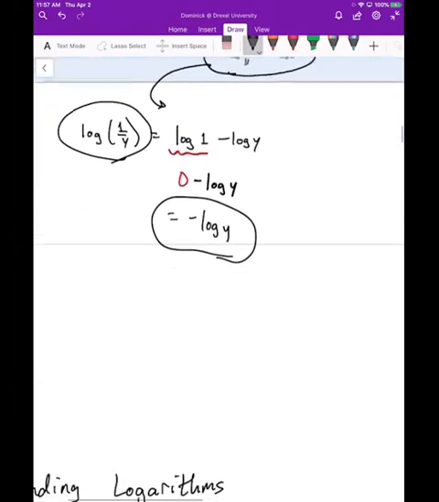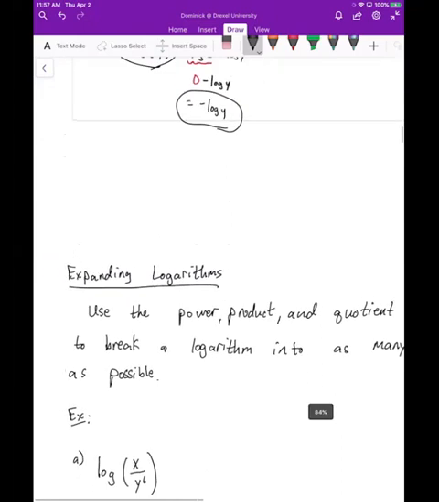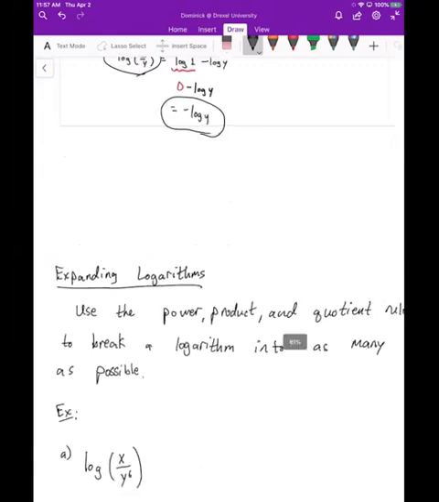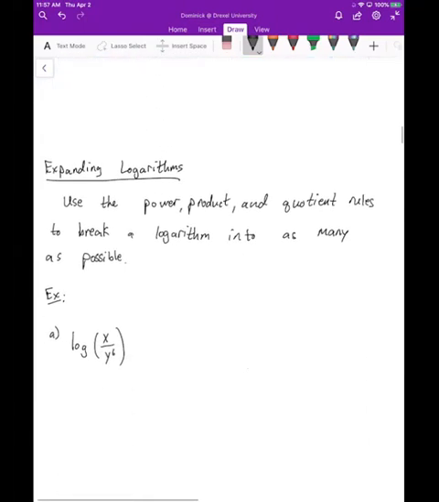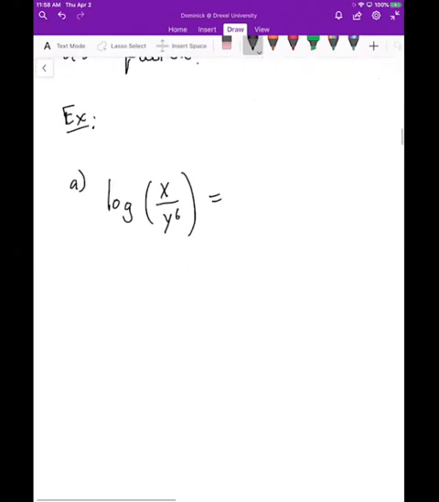Okay, now the reason why we talk about sort of these different rules for these logarithms is we want to be able to expand logarithms, and more importantly, we want to be able to condense logarithms. All right, so first we'll talk about expanding. So the idea of expanding logarithms is to use the power, product, and quotient rules to break a single logarithm into as many as possible, right? So you've eliminated any products, you've eliminated any fractions, you've eliminated any powers, as long as they're not being added or subtracted together, right?